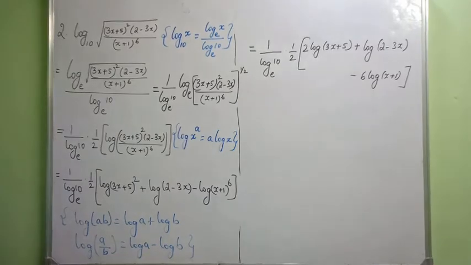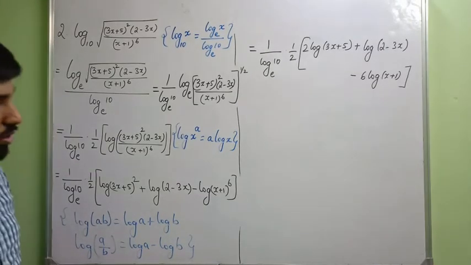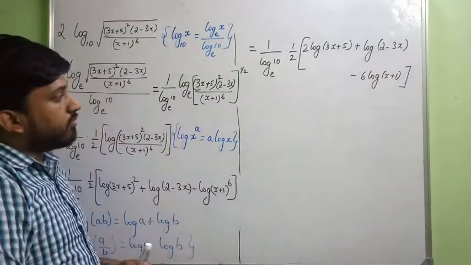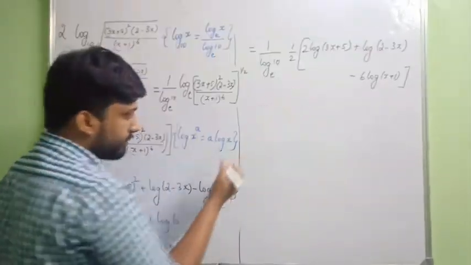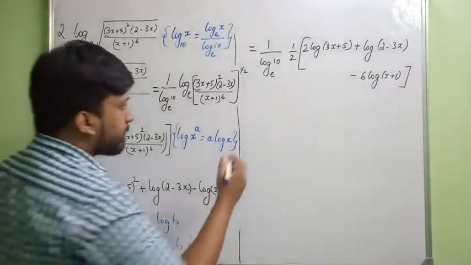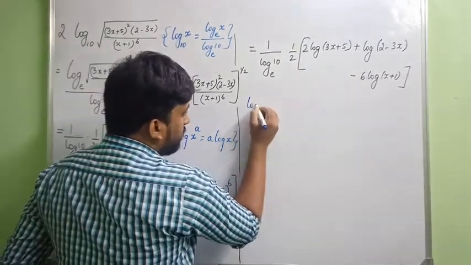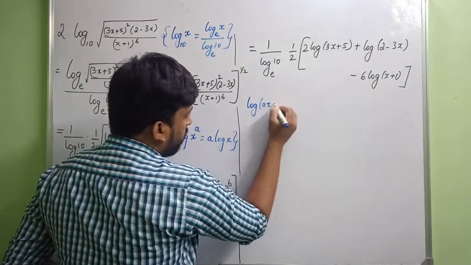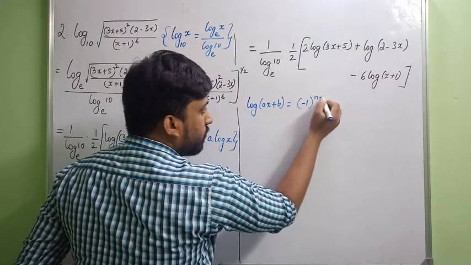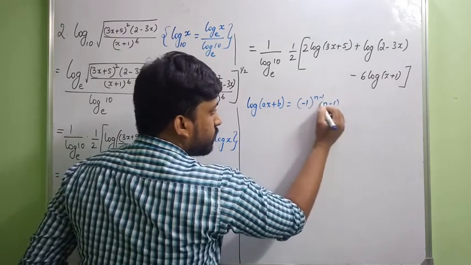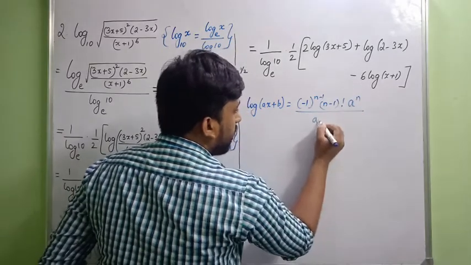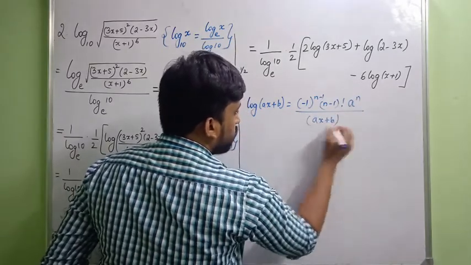Okay, I hope you are understanding. Now we know the formula. So what is the formula? The nth derivative of the form log of ax plus b is nothing but minus 1 to the power of n minus 1, n minus 1 the whole factorial, a to the power of n, divided by ax plus b to the power of n.